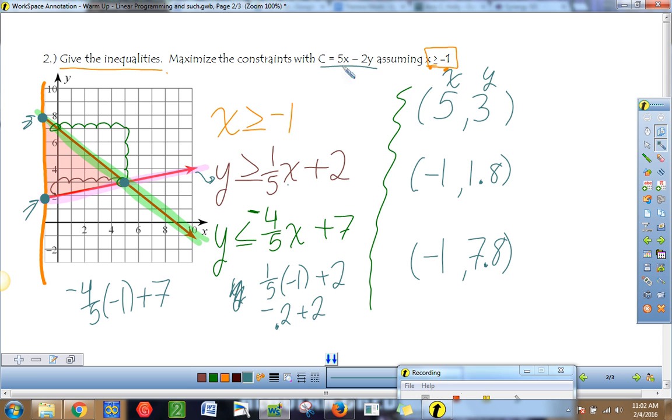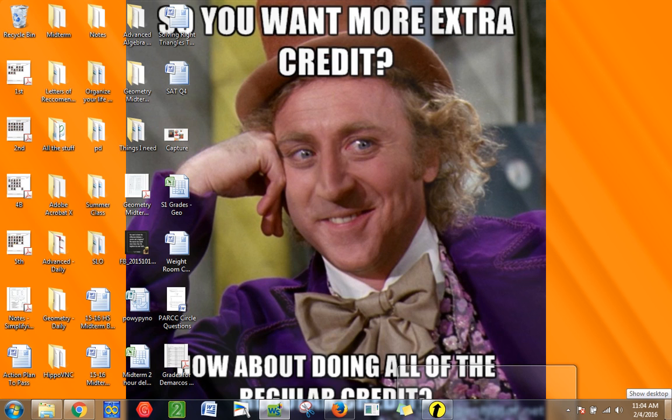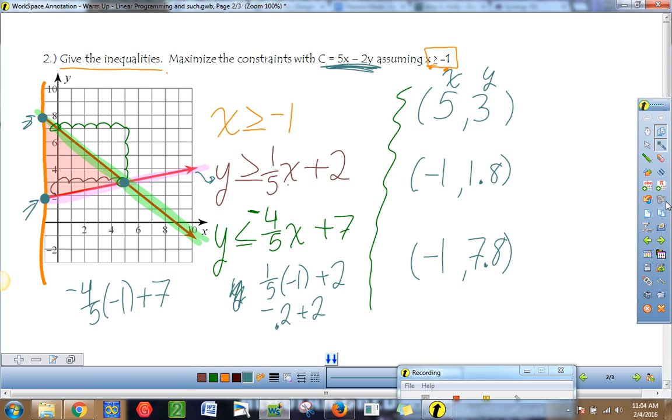By the way, linear programming is about as real world as stuff gets. My dad uses stuff like this all the time. If you want to know how much money you can make, this is how to maximize your profit or minimize your cost. This is all super, super real world kind of stuff.